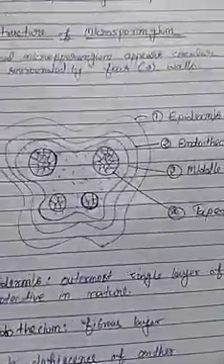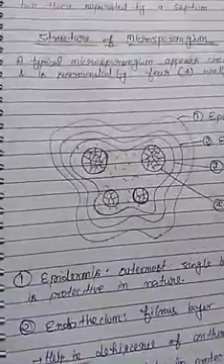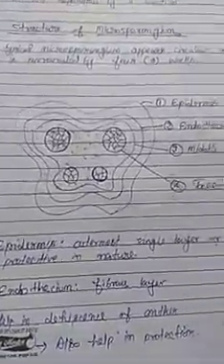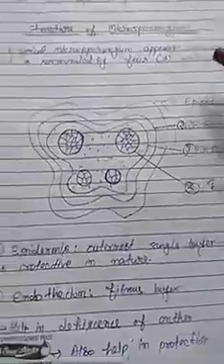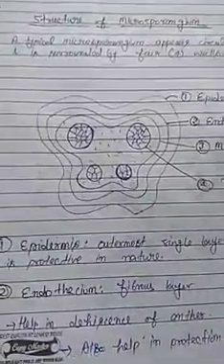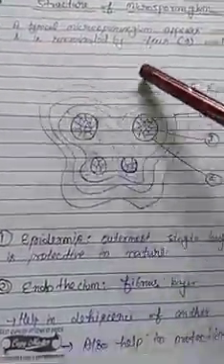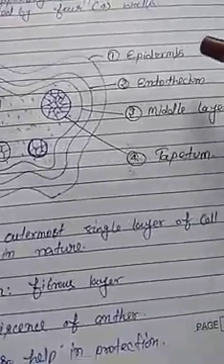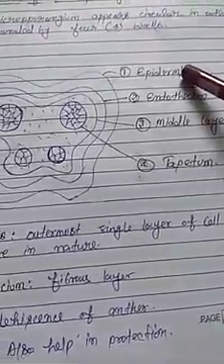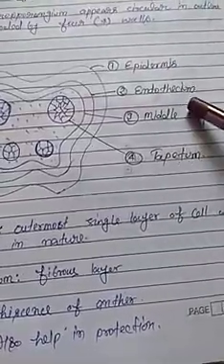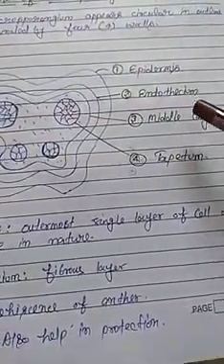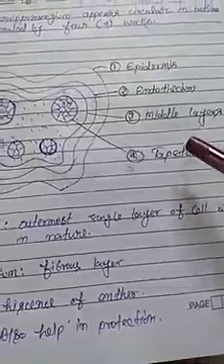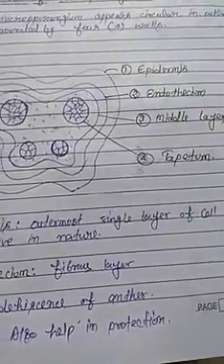Let us see the structure of a typical microsporangium. A typical microsporangium appears circular in structure and is surrounded by 4 walls. The outermost wall is called epidermis. Next to epidermis is endothecium. Next to endothecium is middle layer, and next to middle layer is tapetum.